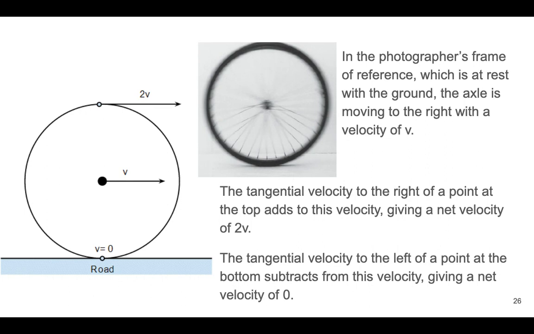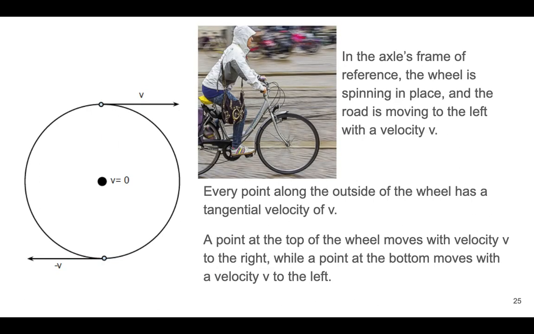So now back to the photograph. Notice how this looks very different from the other photograph. In this photograph, the axle is very sharp in the center, the spokes are fairly sharp at the center, and the spokes get blurrier and blurrier as you go out.